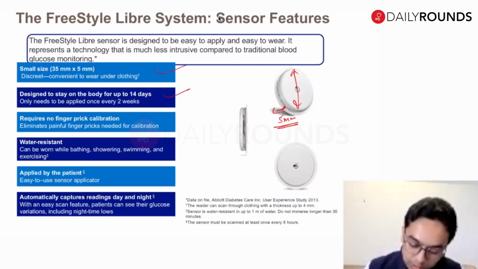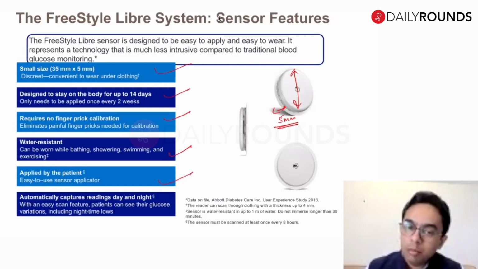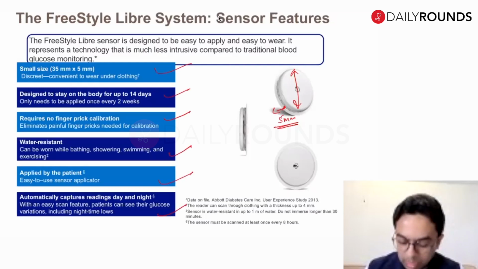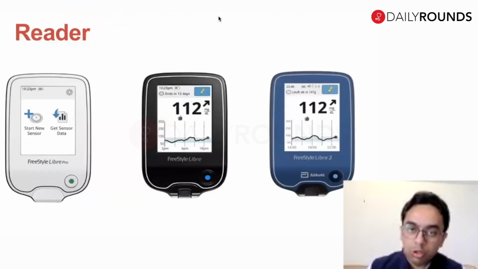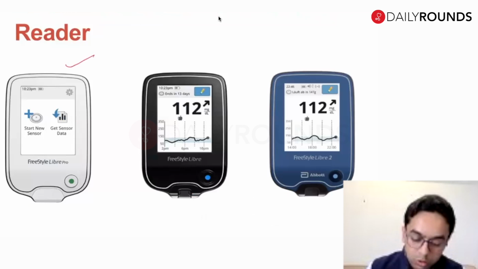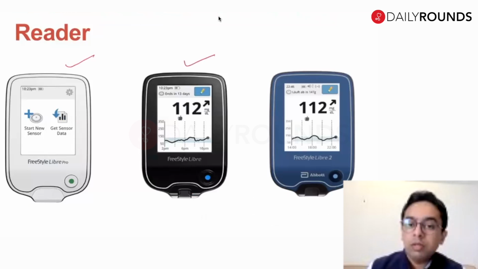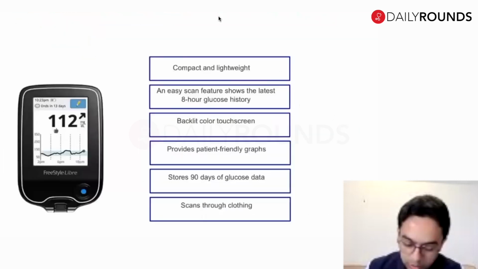So 14 days thickness, all those dimensions are the same. No calibration is required. Both are water resistant and easy to use, can be applied by the patient, and capture data automatically. That is, both of them capture automatically. Here I've already told you that this is the Pro, the first one, the second one is the Libre, and this is Libre 2, the blue one, which is not available here in India.